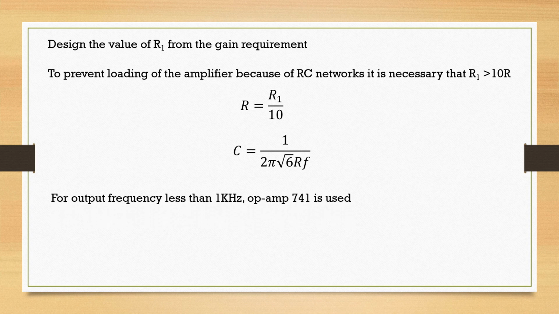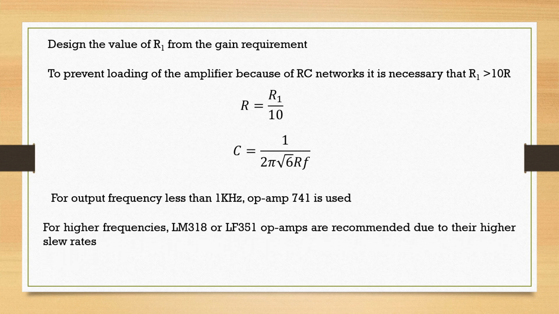For output frequency less than 1 kilohertz, op amp 741 is used, and for higher frequencies we can use an op amp LM318 or LF351 due to their higher slew rate. So this is for the higher frequencies. This is the entire design process of an RC phase shift oscillator.